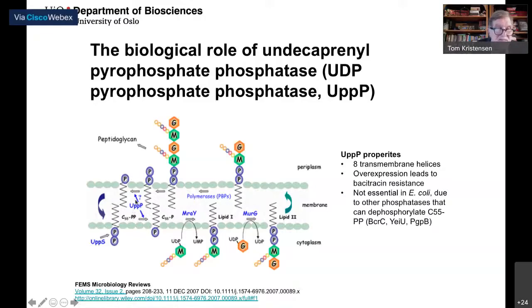This function of UPP as a flipase was only solved a couple of years after we published our results. But it seems that this pyrophosphatase not only removes one phosphate group, but also moves the whole lipid from one leaf of the membrane to the other, where it can continue in this circular way to produce peptidoglycans.